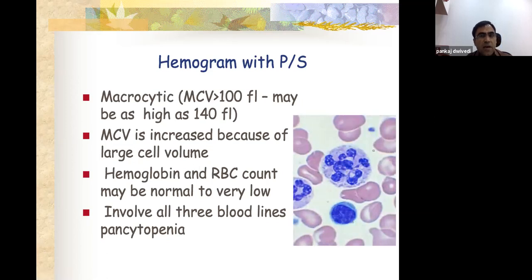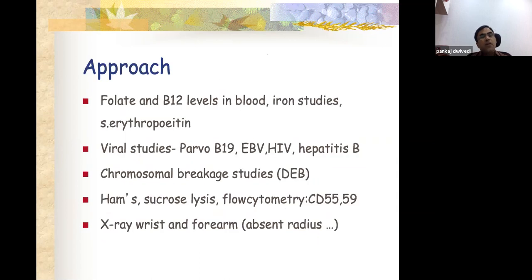Here, what is in the picture? The hypersegmented neutrophils. They are very characteristic of B12 or folic acid deficiency. If you see dietary deficiencies there, you ask for the folate and B12 level, iron studies, and serum erythropoietin level. Viral studies: parvovirus B19, EBV, HIV, hepatitis B. Chromosomal breakage studies, if you are thinking along the lines of Fanconi anemia. Ham's test, sucrose lysis, and flow cytometry in case of PNH, where you know there is a deficiency of CD55 and CD59 and correct protein, then you will ask for the Ham's test, sucrose lysis. Now the flow cytometry of FLAIR is the modality of choice to diagnose PNH.